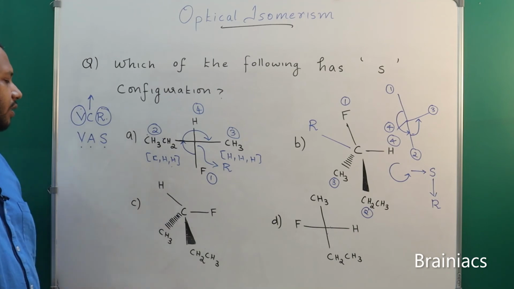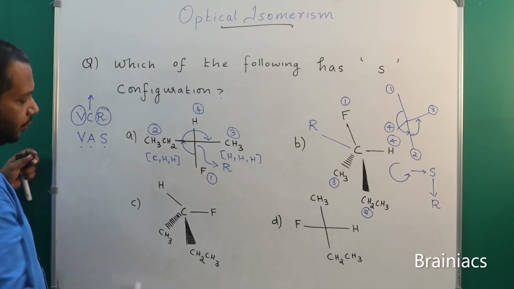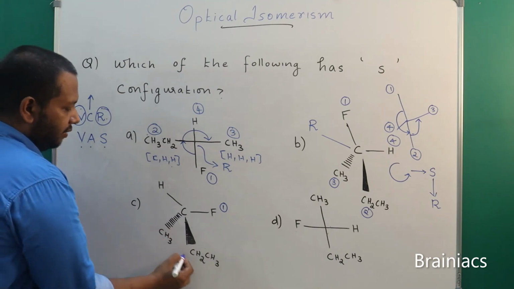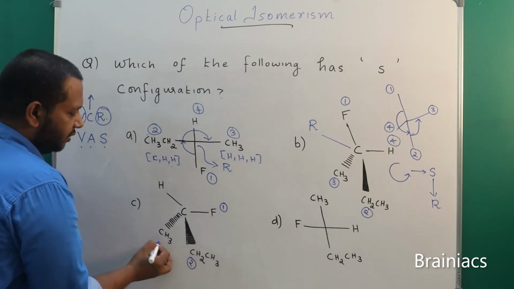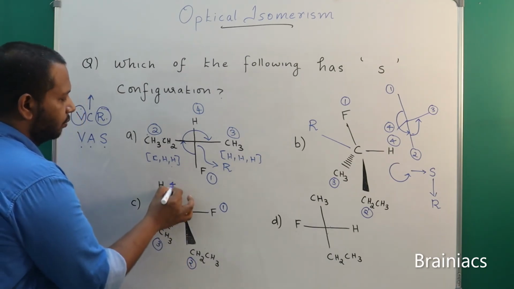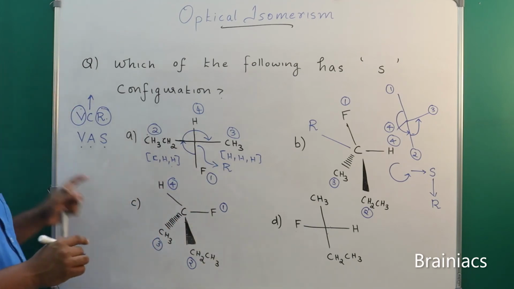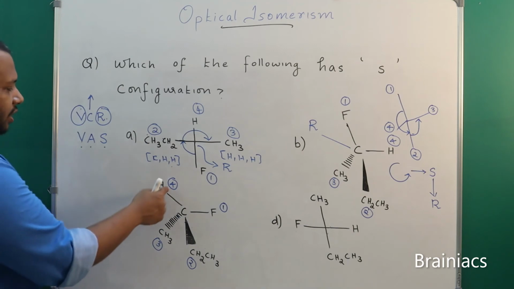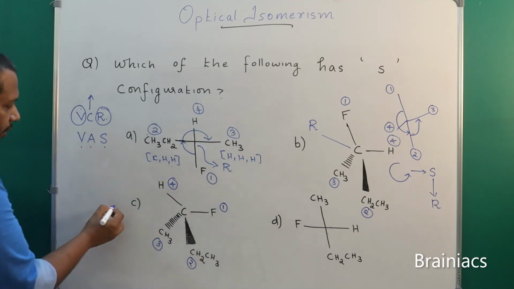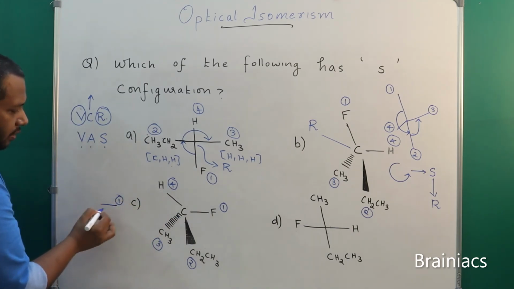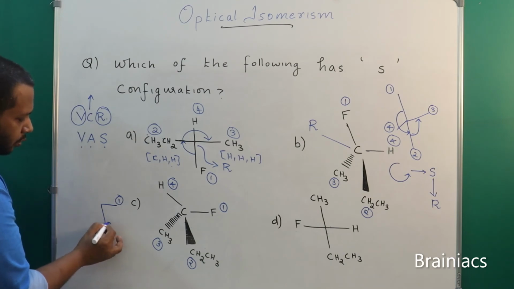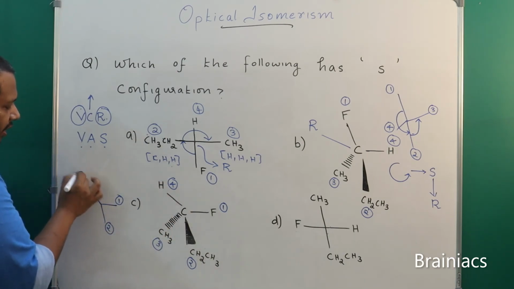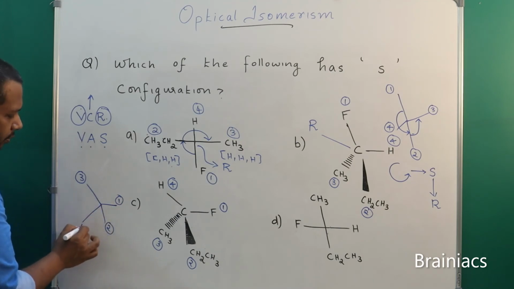Now next look at option C. Here also we need to assign priority. So this one is 1 and this one is 2, this one is 3 and this one is 4. Now we again understood that the least priority group is not present along with the dash, so we need to interchange between 4 and 3. Let me draw again. So this is 1, this is 2. Now I am going to interchange this one, so this becomes 3 and this becomes 4.